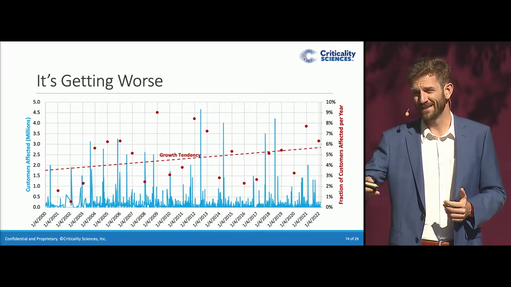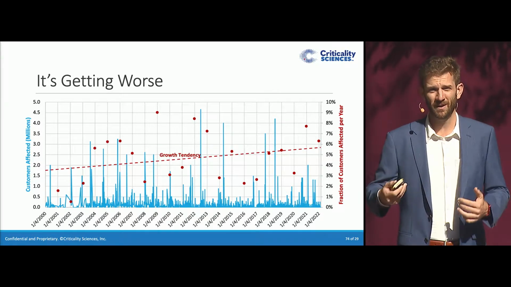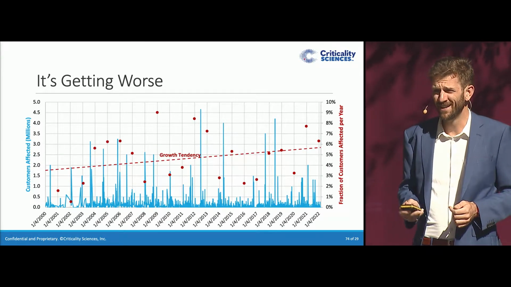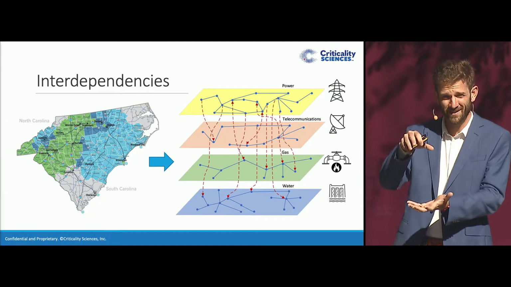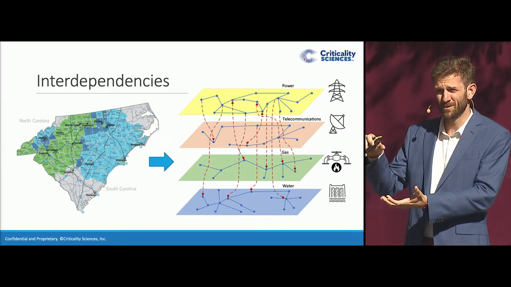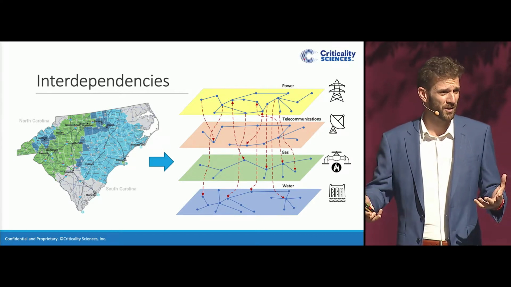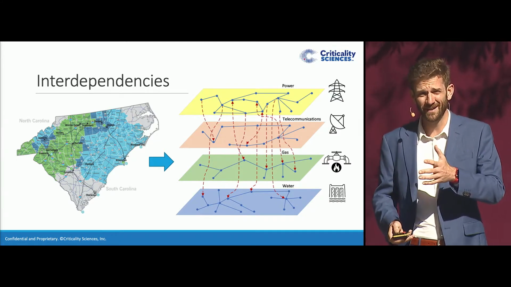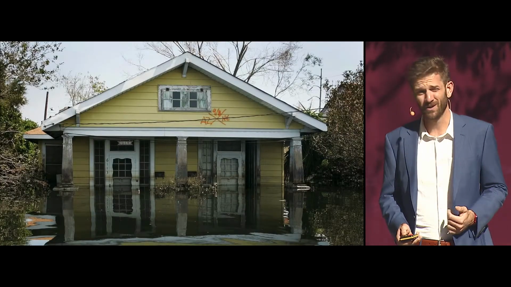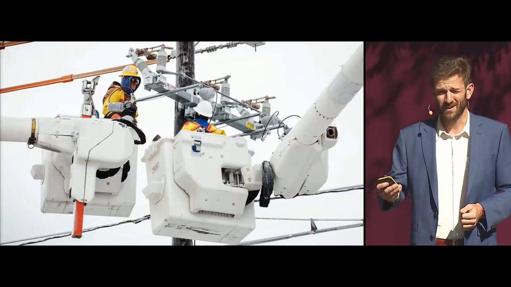This is a graph showing the increase in the number of people impacted by power outages over the last 20 years, and it's complicated by the fact that there are complex interdependencies between systems. What I mean by that is if the power goes out, a lot of times that will cause water pumps to fail as well, whether bringing fresh water in or wastewater out. We saw that in Hurricane Katrina. We saw something similar with the Texas freeze.